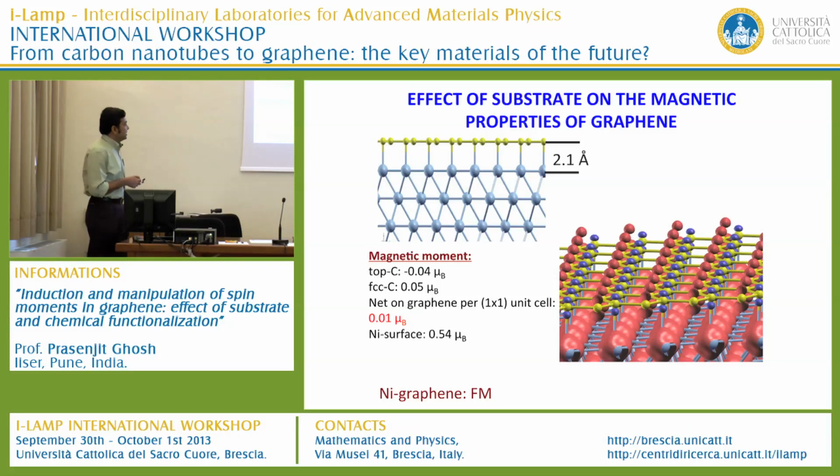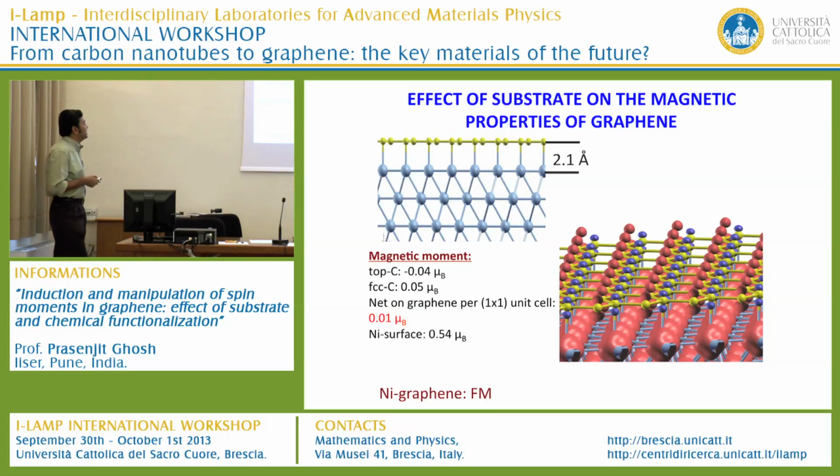So we find that in the graphene sheet, the magnetic moments on the two inequivalent carbon atoms are ferrimagnetic in nature. The top carbon atom is aligned anti-parallel with respect to that of the nickel atom, while the FCC carbon atom is aligned parallel with respect to the nickel substrate. And the net magnetic moment is about 0.01 Bohr magneton. There is also a slight quenching in the magnetic moments of the surface nickel atoms.